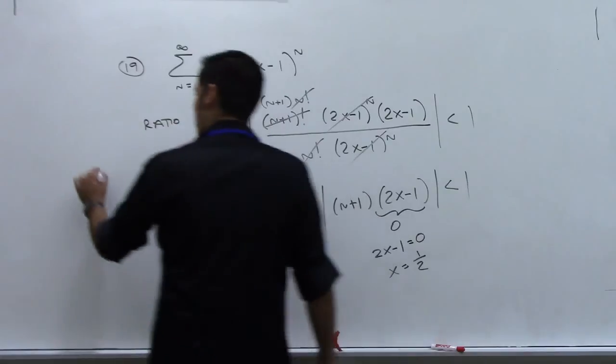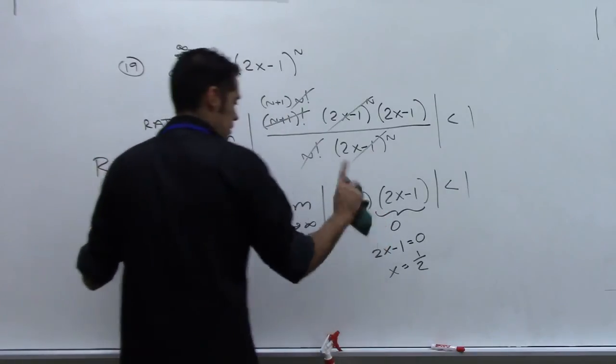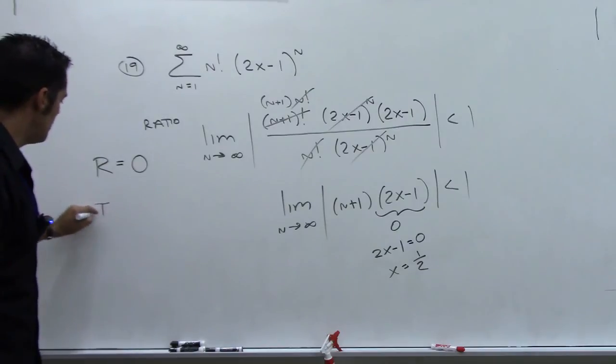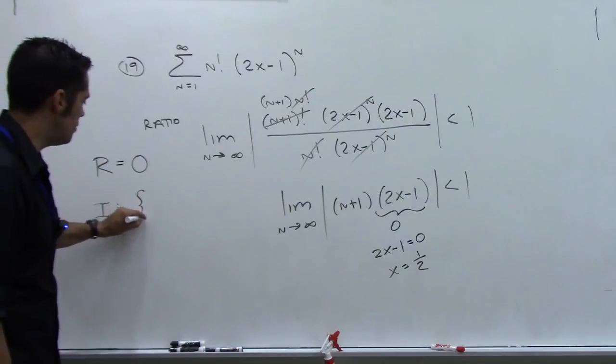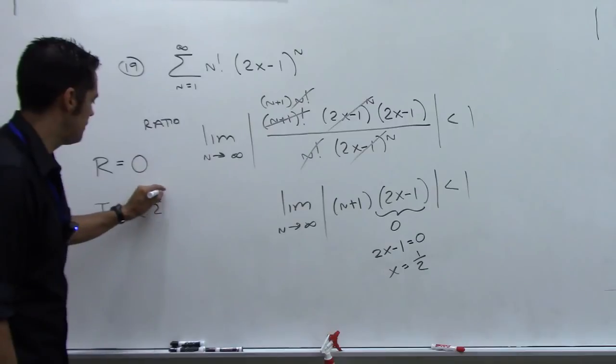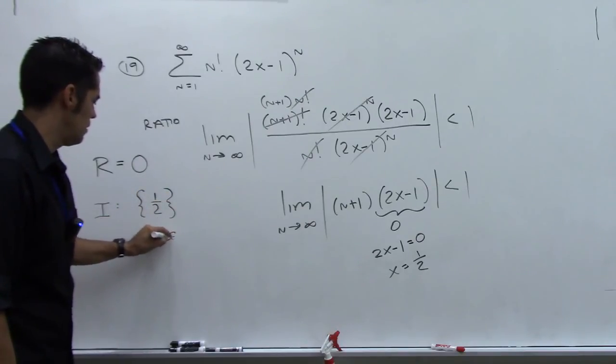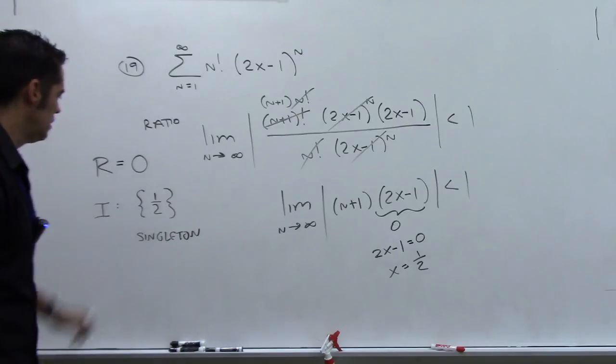So in this problem, whenever we have a single point being the only place we converge, we say the radius of convergence is 0. And we say the interval is actually the single point, 1/2. We call this a singleton. Just a single number.